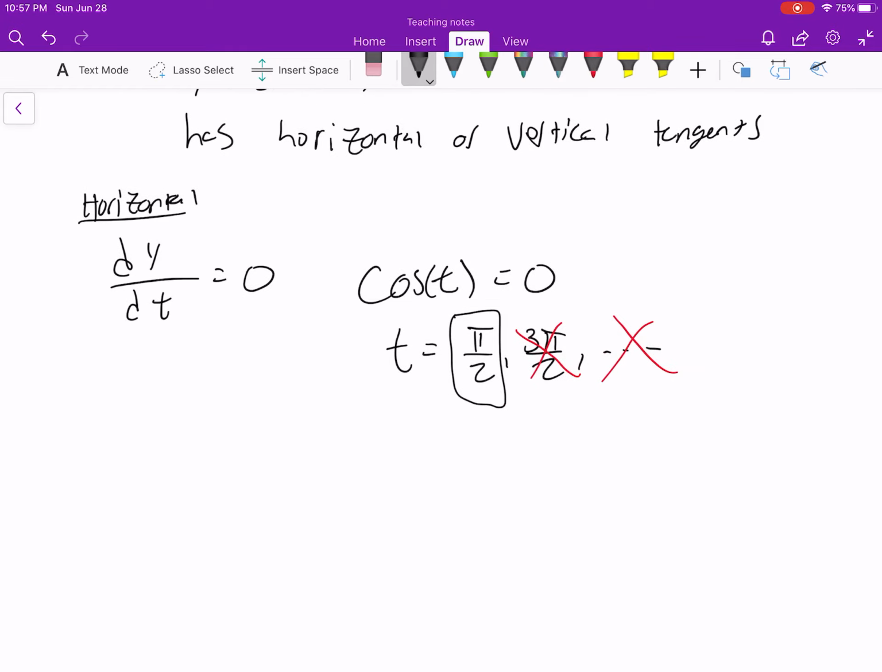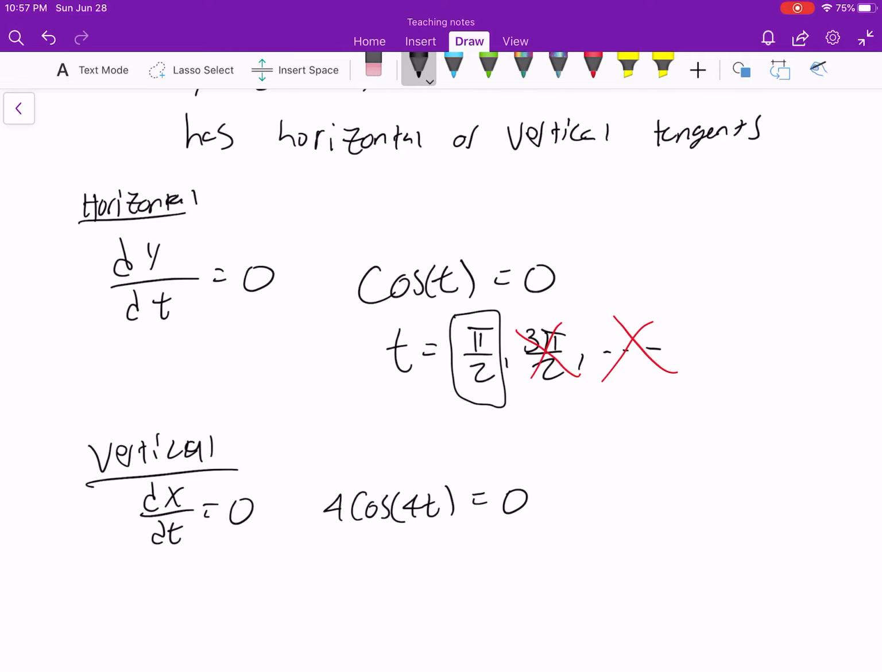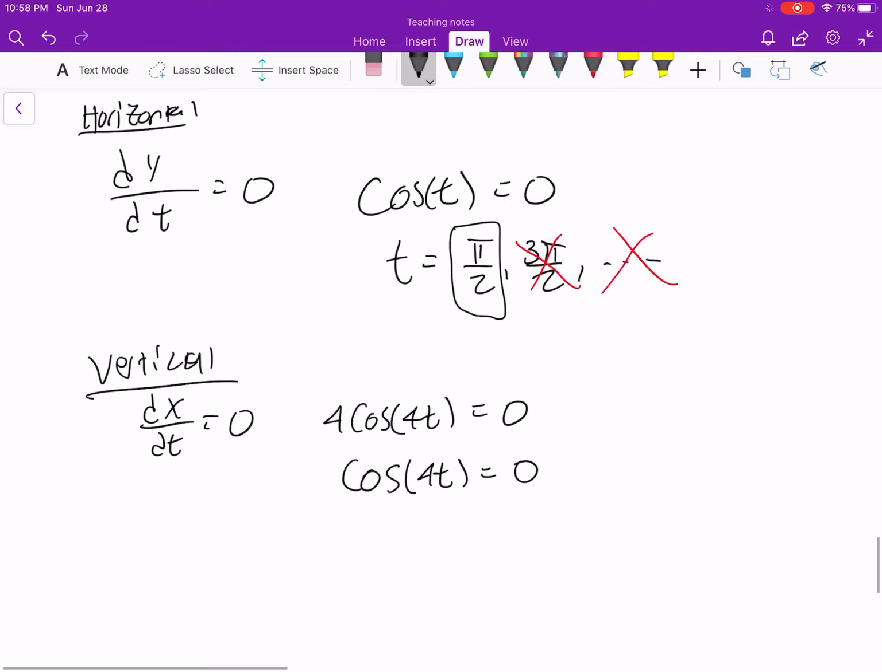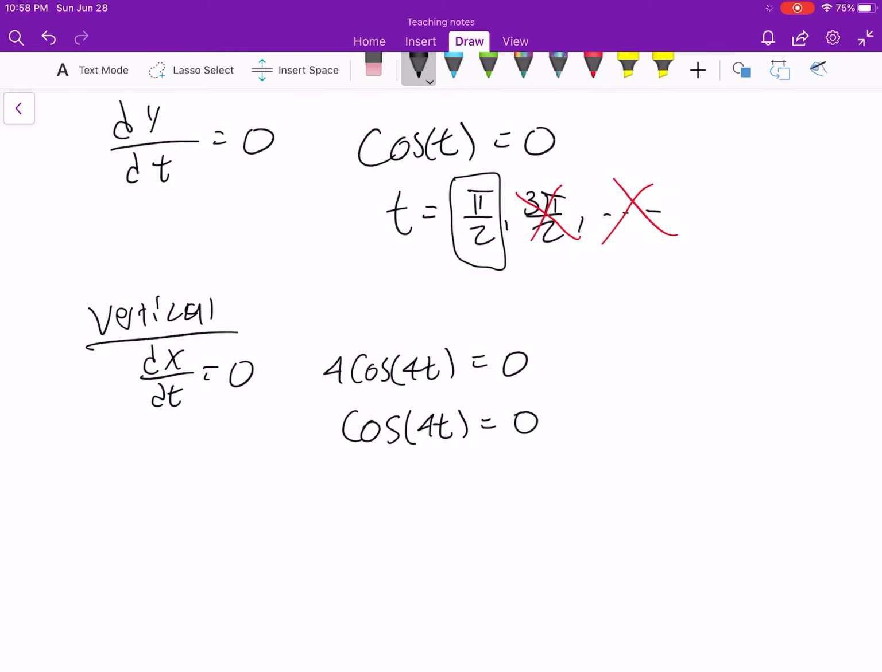For the vertical, we're going to do dx/dt is equal to 0. dx/dt is 4 cosine 4t. So this is the same thing if I divide by 4 on both sides: cosine of 4t is equal to 0. What that means is I want the thing inside the parentheses, 4t, to be equal to what I just wrote down, pi over 2 or 3 pi over 2, whatever you like.